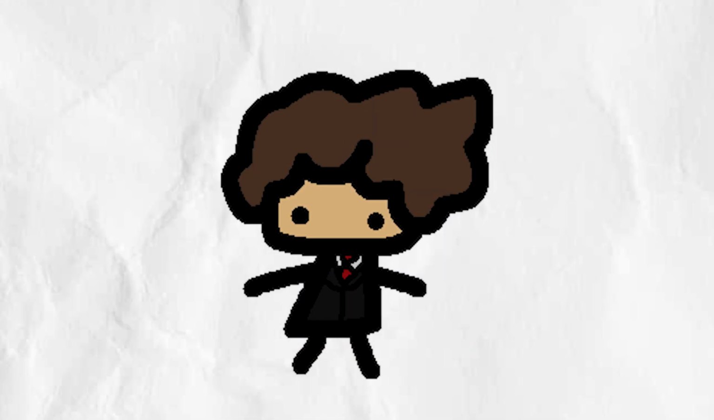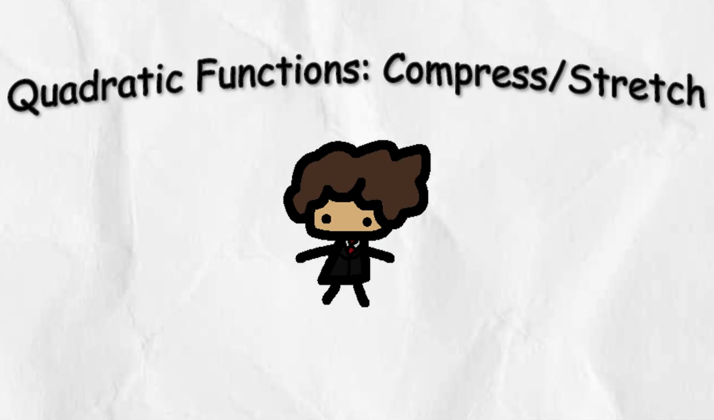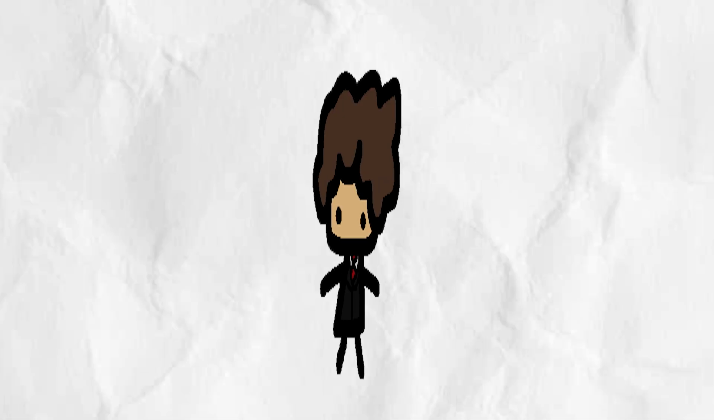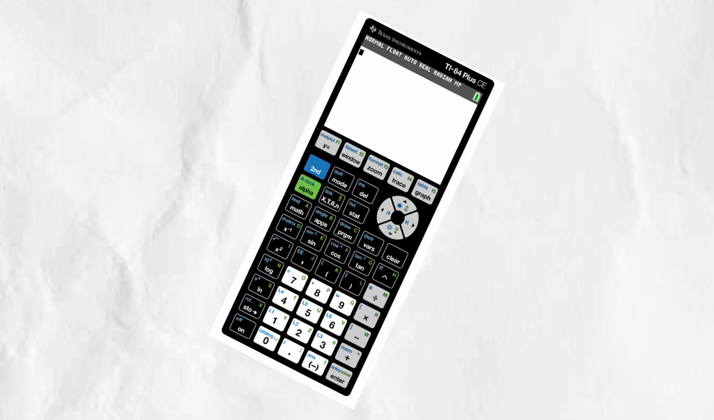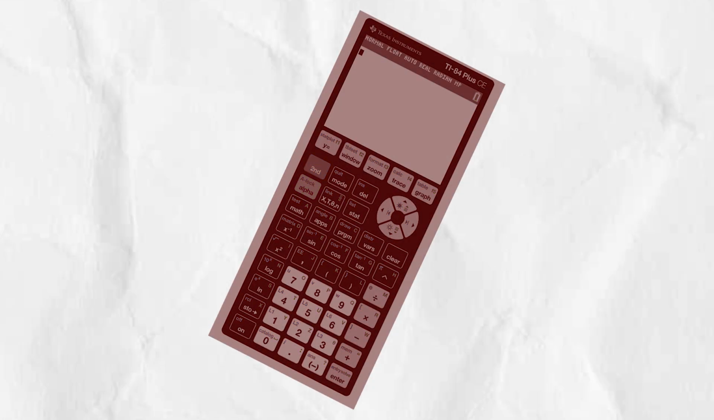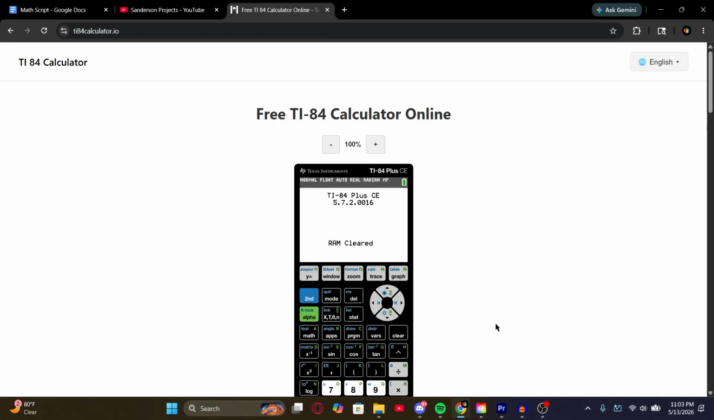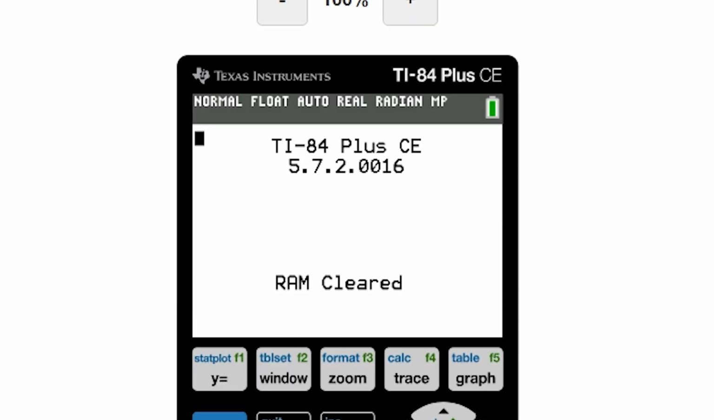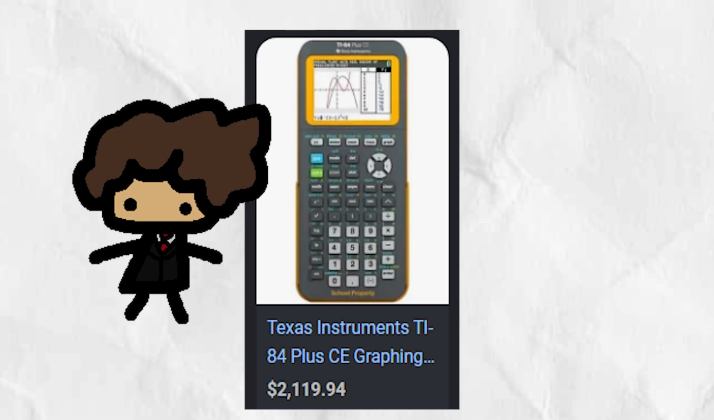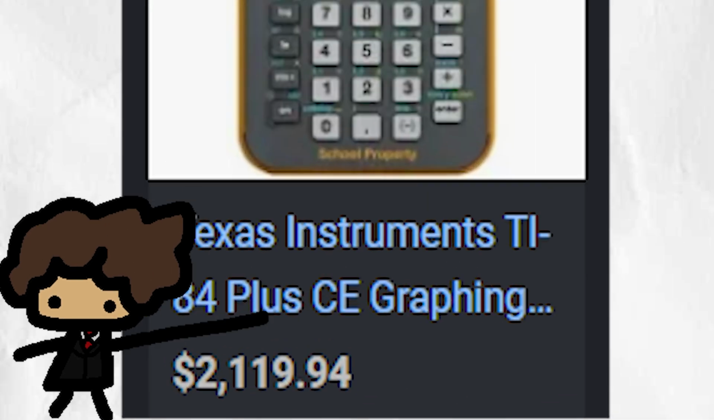So guys, today I'm going to be teaching y'all about quadratic functions. Specifically, compress and stretch. First of all, let's start off with compression. Now, I'm going to be showing y'all how to do this on a calculator since it's like the best way to represent it. But we kind of got our calculators taken away, so I'm going to be using this free TI-84 calculator online. Cause you are out of your mind if you think I'm dropping 2K on a calculator.